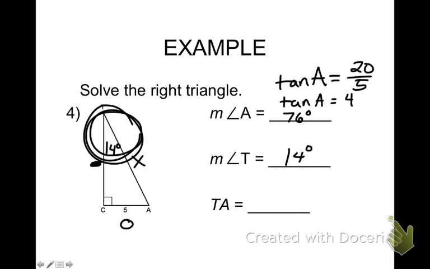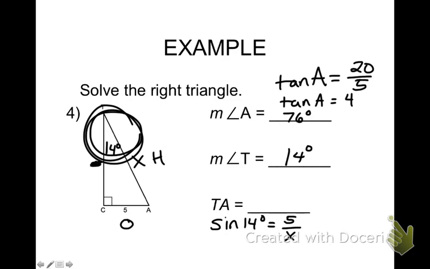still the hypotenuse. So which trig function are we going to use to solve for TA? Sine? The sine, good. So we're going to do the sine of 14 degrees is equal to 5 over x. Oh, my calculator moved on me. So what does that get us?